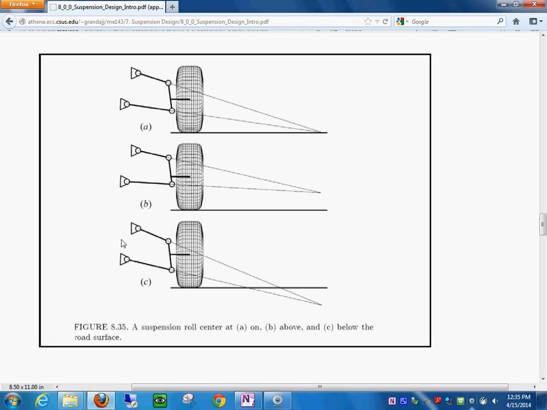I think just so that you can see the difference, this one in here is towards the bottom of this linkage, and as you increase that distance, you get the center on the surface. But you don't have to go very much, and you will produce a roll center that is below the surface.